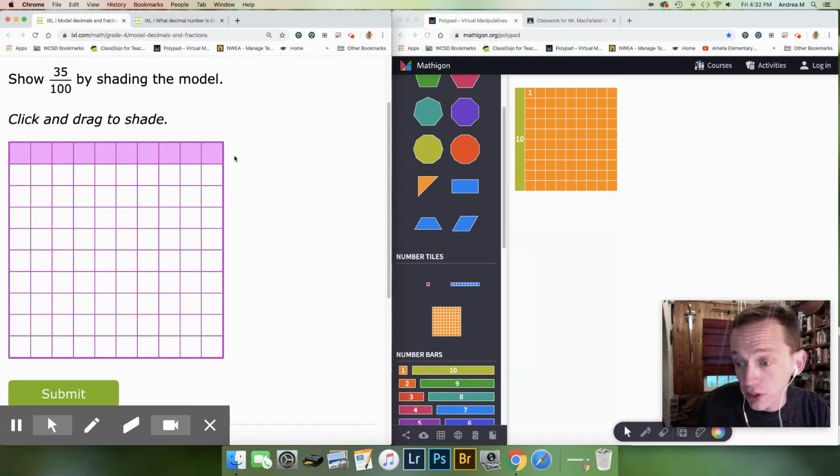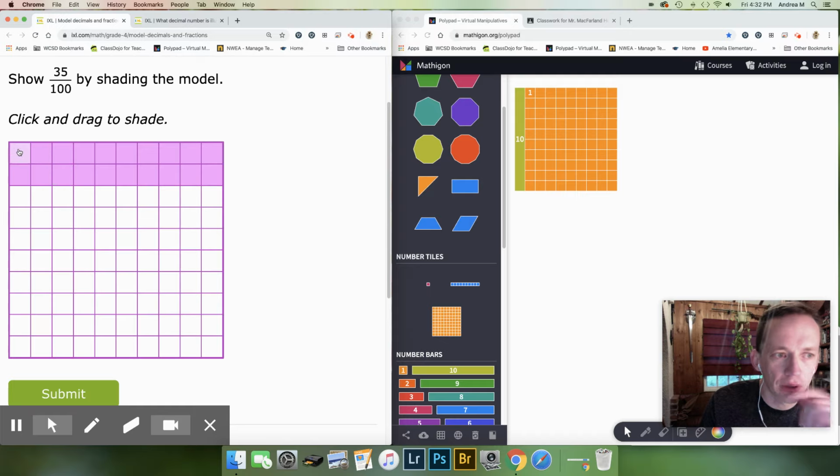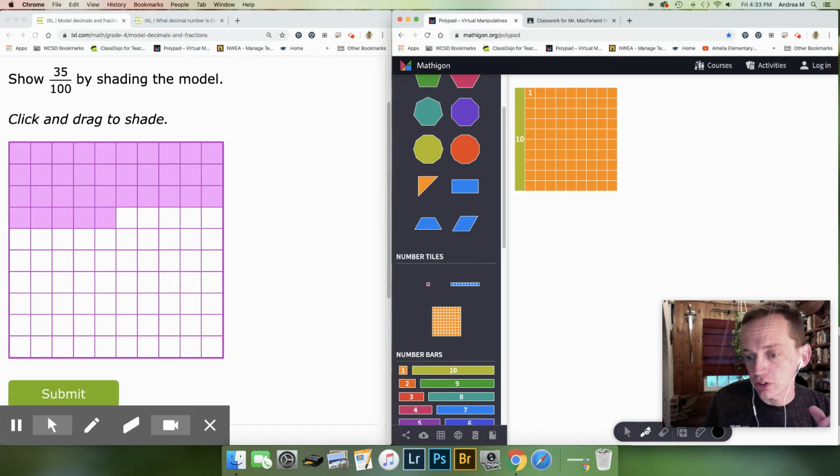Okay, so if you were thinking, well, each row is 10, so let me do that. That's 10. So far, what do I have? I have 10, 20, 30. Do I have enough for another row? It's 35 out of 100. Right now I have 30. The answer is no. I would have to go 1, 2, 3, 4, 5. That is 35 hundredths. Now, what does that look like as a decimal?